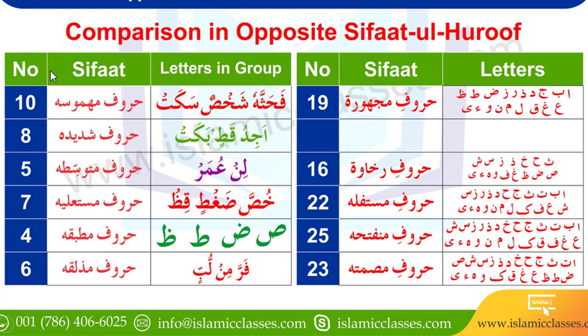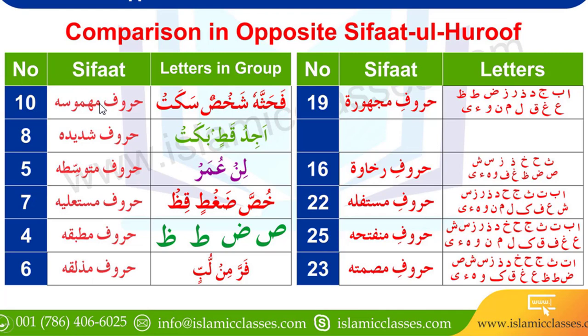Now you can see here, on the left side, it is written number. Under this there are the number of letters, and in the second portion it is the sifat name, like these are the sifat, and after that it is the letters in group. So whichever sifat you are looking at here, in front of these sifat there are the letters which have these sifat, similarly on the right side. Okay, so let's start now.